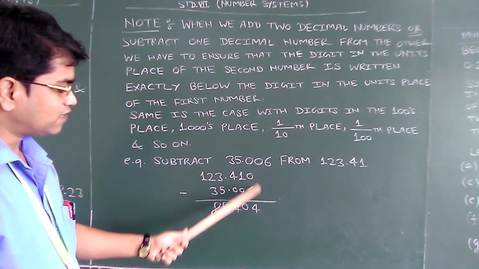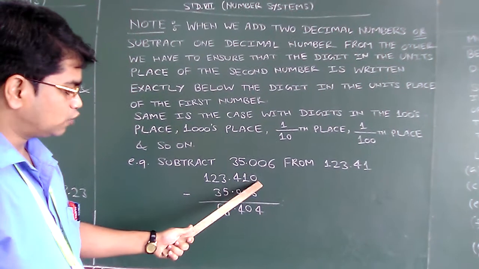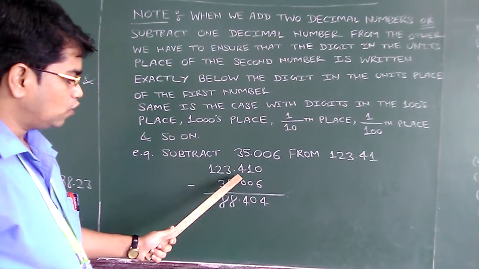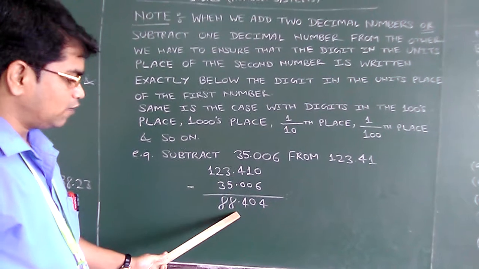So we cannot subtract 6 from 0, so this will borrow 1 from here. So 10 minus 6 is 4. Now 0 is left here. Bring down 0, 0 minus 0, 0. 4 minus 0, 4. Bring decimal below decimal.